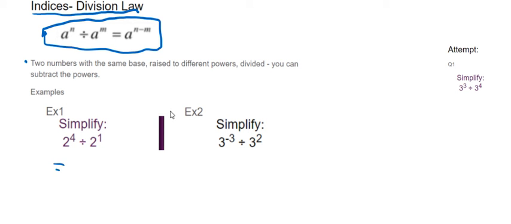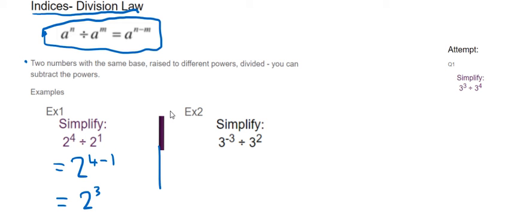But because they do, I can just do 2 to the power of, and then I can just subtract my two powers. So I can do 4 minus 1. So 4 minus 1 is 3, so 2 to the power of 3. So 2 to the power of 4 divided by 2 to the power of 1 is the same thing as 2 to the power of 3.